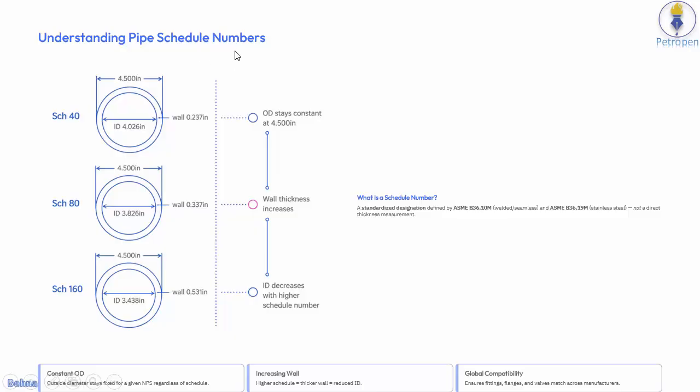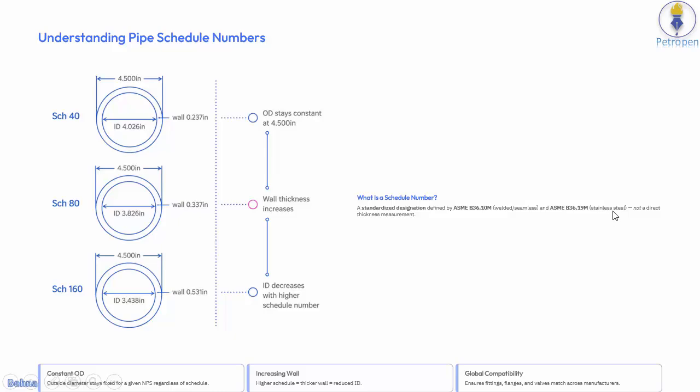Understanding pipe schedule numbers. Now let's take a closer look at the pipe schedule system. One common misunderstanding is that a schedule number represents the actual wall thickness. In reality, a schedule number is only a standardized designation defined by ASME B36.10M for carbon steel pipes and ASME B36.19M for stainless steel pipes.